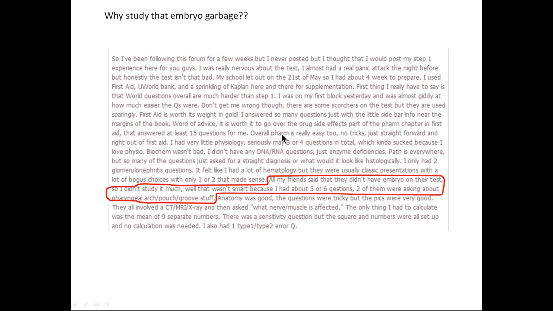Why do we have to study these pharyngeal arches? Well, here's a med student that posted this. He says, all my friends said that they didn't have embryo on their test on the board, so I didn't study it much. Well, that wasn't smart because I had about 5 or 6 questions. 2 of them were asking about pharyngeal arch, pouch, and groove stuff. So there are some questions on this stuff.